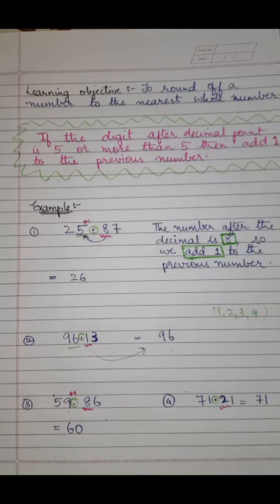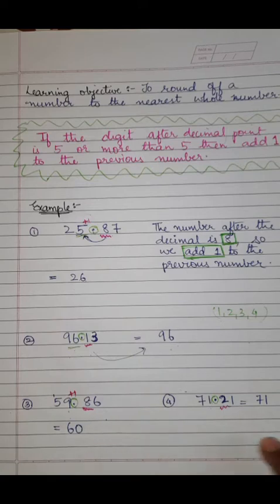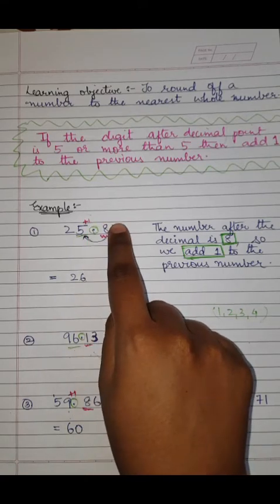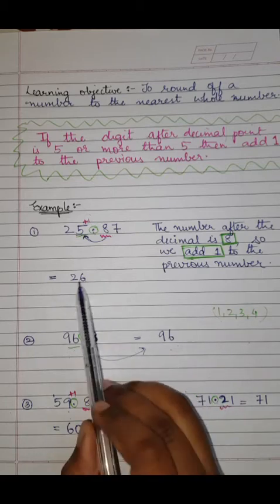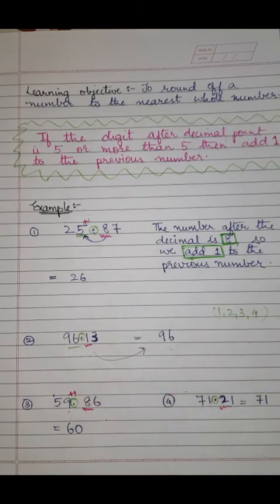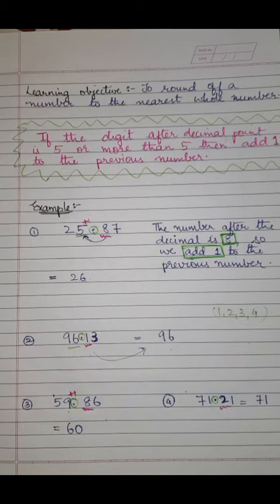Now remember, when you are rounding it off, after I've written 26, after I've written 96, 60 and 71, I did not write the decimal part. Because if you write the decimal part again, your answer will be wrong. Because you are rounding off to the nearest whole number. If I write 26 point something, is it a whole number? No, whole numbers are just numbers like 1, 2, 3, 25, 26, 98, 99. They don't have a decimal. So if I write decimal in my final answer, you'll have it wrong.